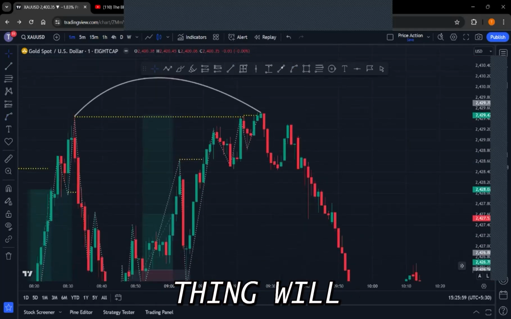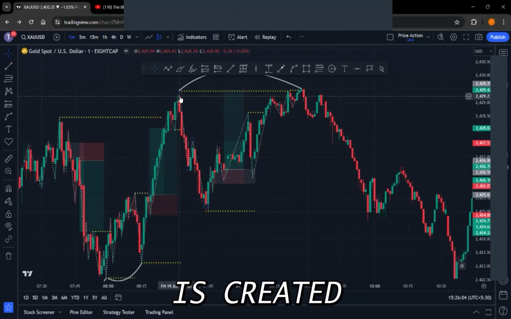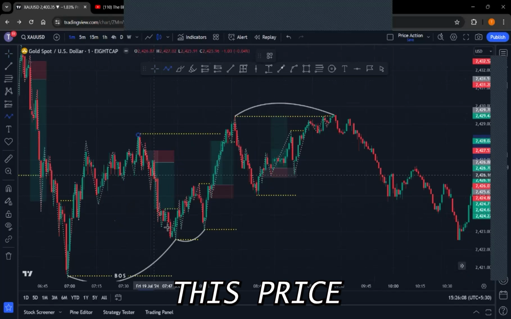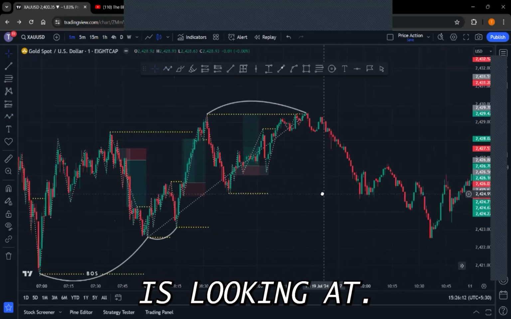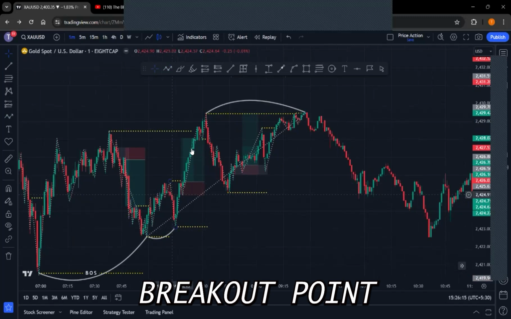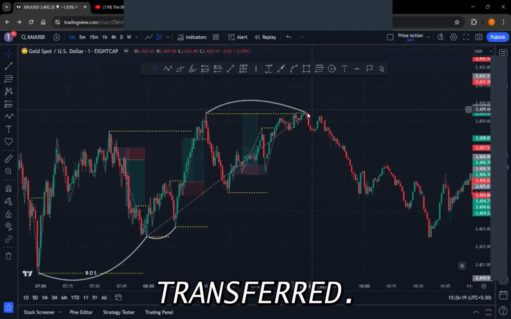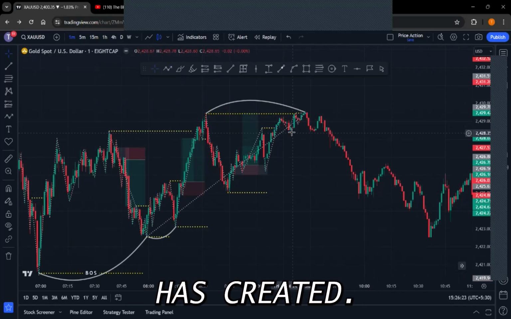Okay, and this whole thing will be considered as a single leg from here. So you will see that the price has created a leg from here. So this whole leg, something like this. Price created a higher high like this. This is the major higher high that the price is looking at, because this was the last breakout point, and the price has confirmed that it has taken out its resistance, or transferred its resistance from here to here. So this is the last buy leg that the market has created.